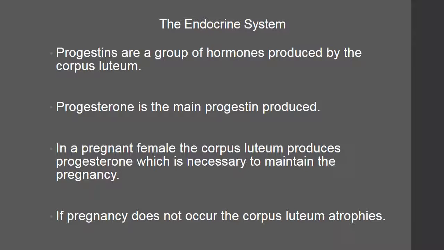And if pregnancy does not occur, the corpus luteum atrophies, withers away, dies, becomes a corpus albicans, or a simple little collection of scar tissue. There are species where pregnancy is maintained by hormones other than progesterone in the corpus luteum.